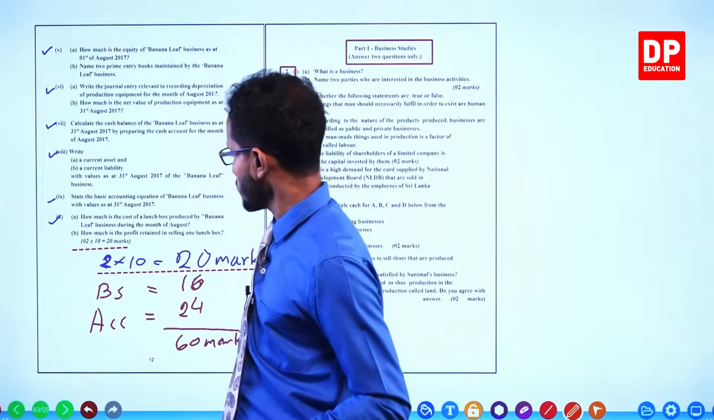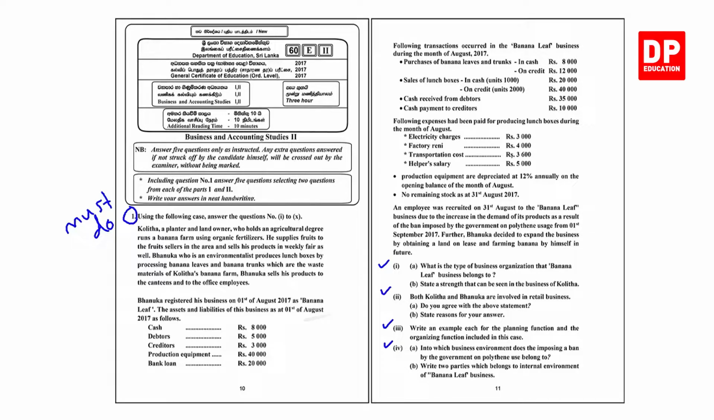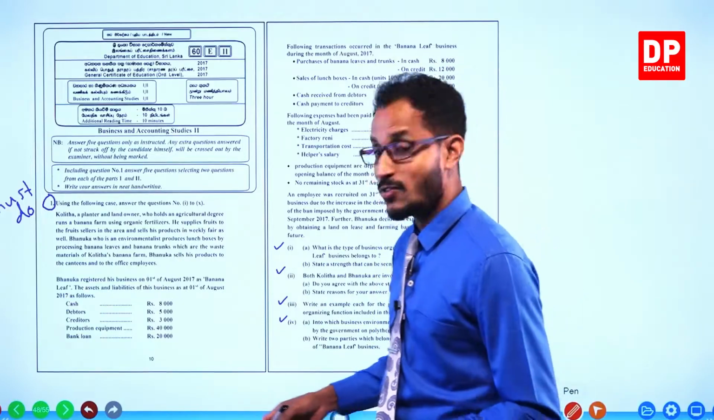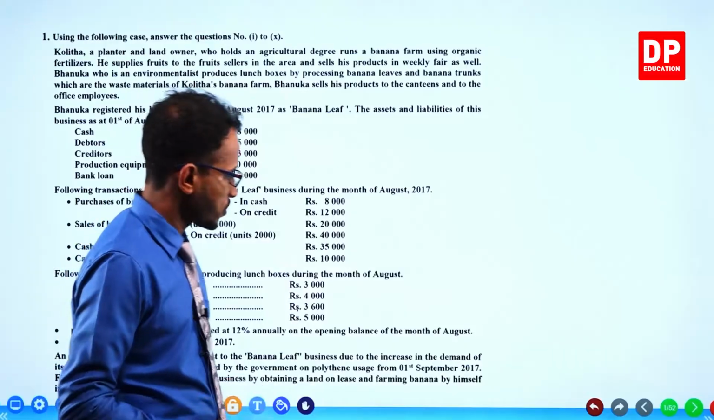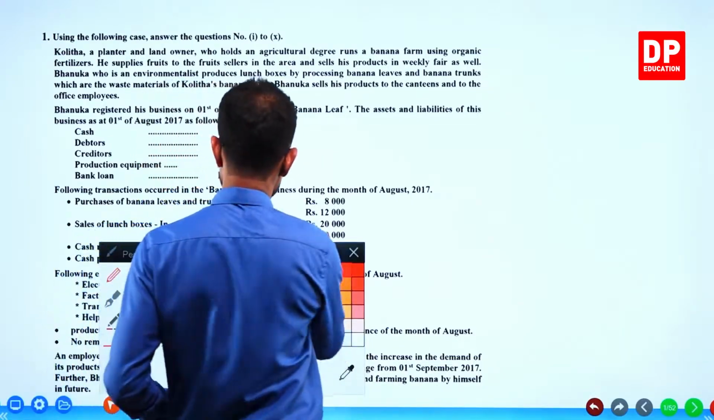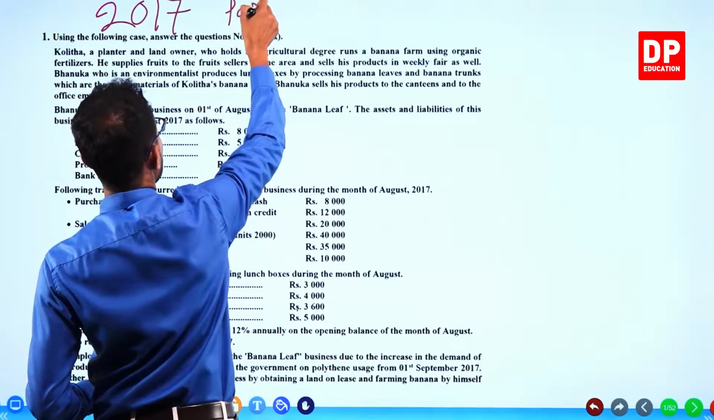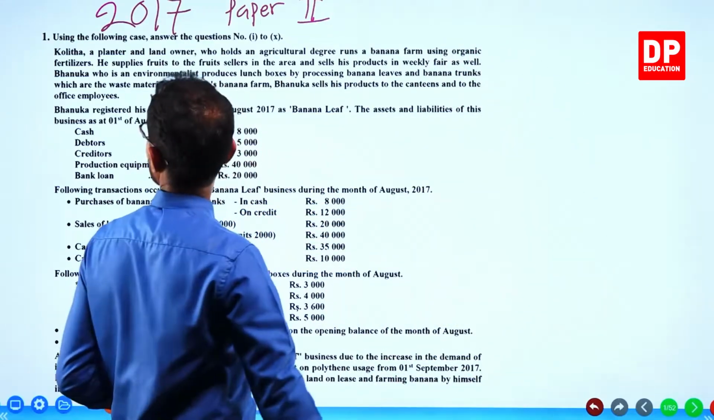Likewise, children, we have the 2017 paper, and we are going to start it. So let's get on with it. Let's get to work, from the first question, the structured questions, or as we call it, the essay paper, second paper, 2017. Without further ado, let's just start this paper, paper 2, 2017.